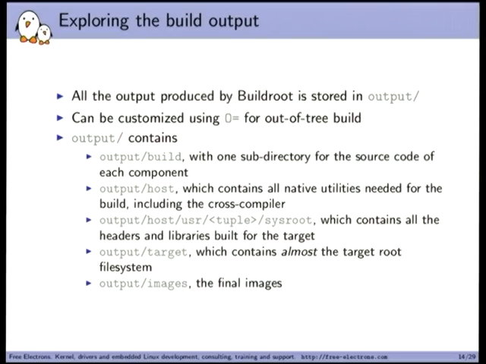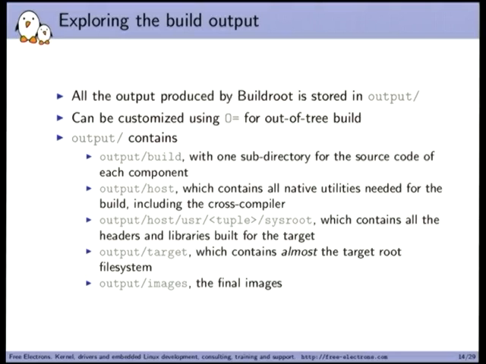Output/host is where Buildroot installs all the host utilities. When you build things for the target, you need things for the host, for example the cross-compiler, but there are many other tools that you will need, so it's going to install them here. In output/host/usr, the tuple of your architecture, so typically something like arm-unknown-linux-gnueabi, sysroot, is where Buildroot is going to install all the headers and the libraries that have been built for the target.